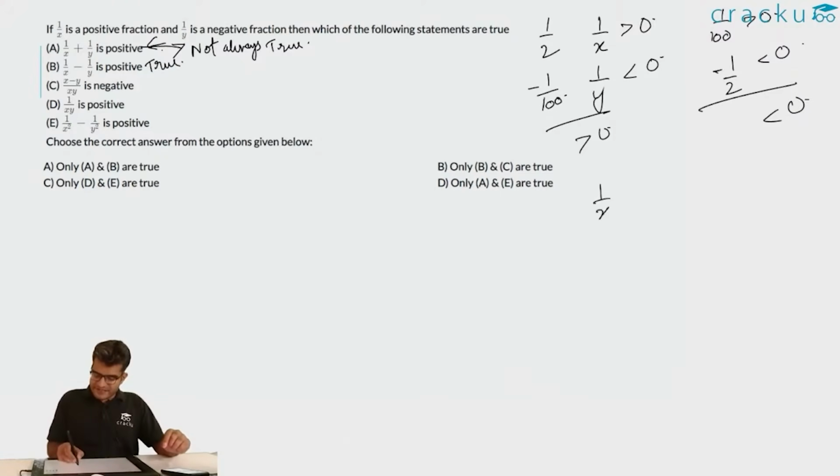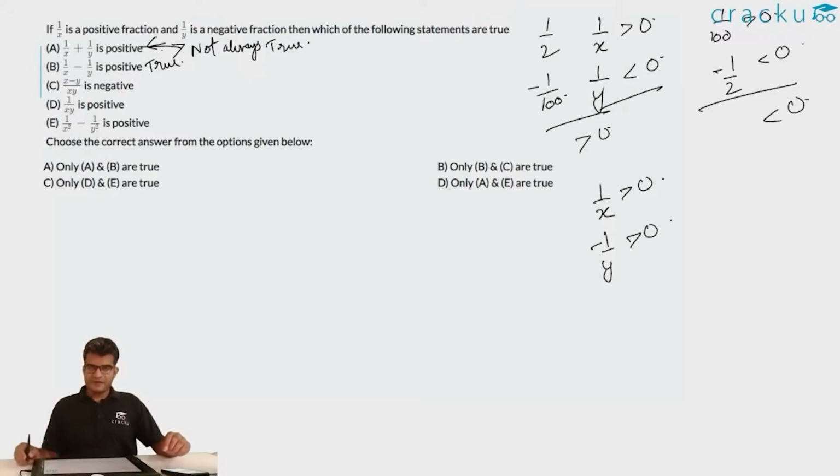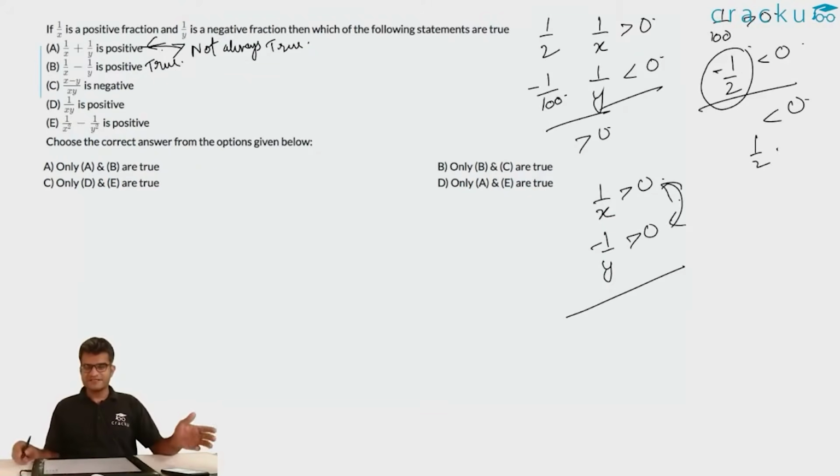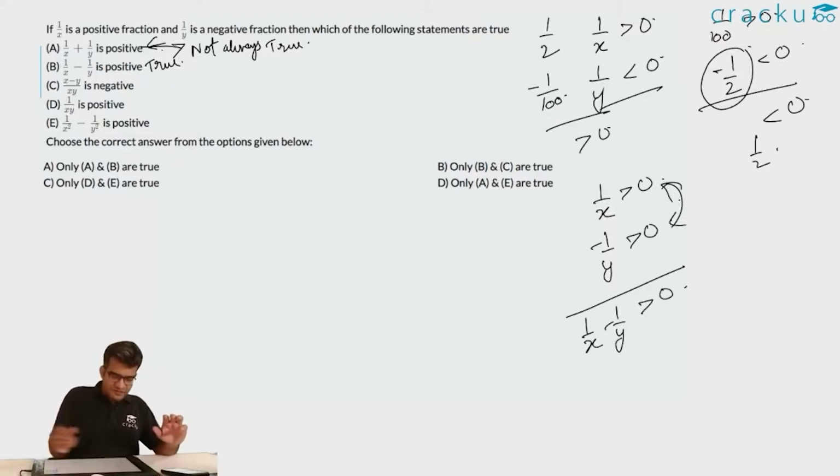Because 1 by x is greater than 0, 1 by y is less than 0, so minus 1 by y will be greater than 0. For example, in this particular case, if 1 by y is minus 1 by 2, minus 1 by y will be equal to 1 by 2, which is a positive number. So the sum of 1 by x and minus 1 by y, which is equal to 1 by x minus 1 by y, is always greater than 0. So option B is always true.